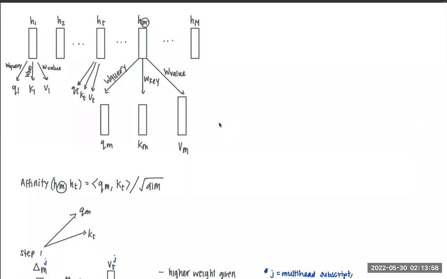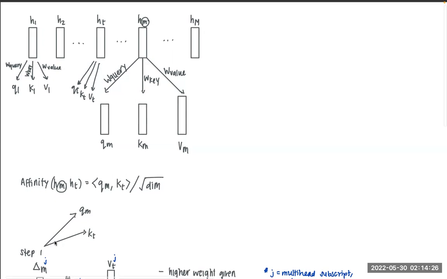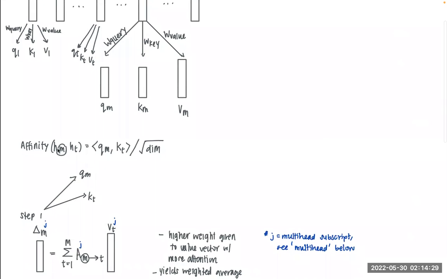Okay, so this is how we do that. And then our affinity is defined based on the inner product of the query and the key. So the affinity of whether M likes T or not, from M's perspective, is based on the inner product between the query of M and the key for T. So query and key, the inner product. If they have a big inner product, then M likes T.